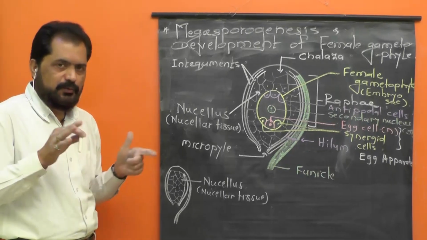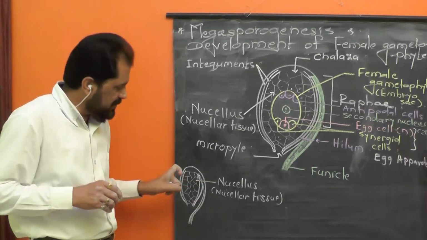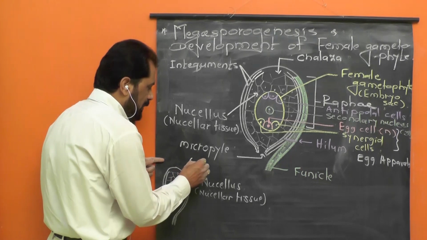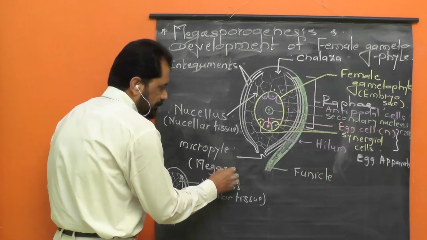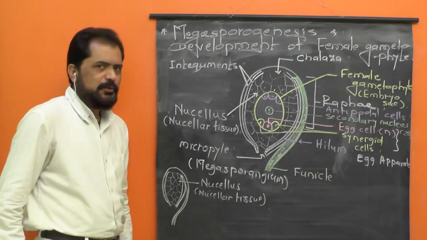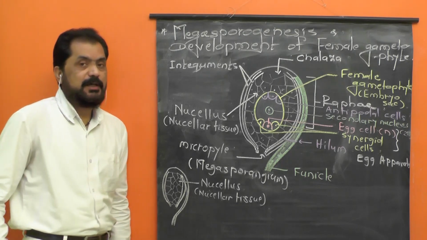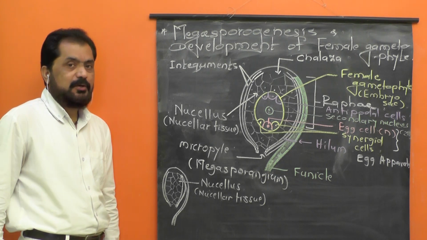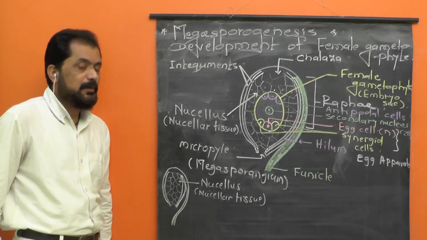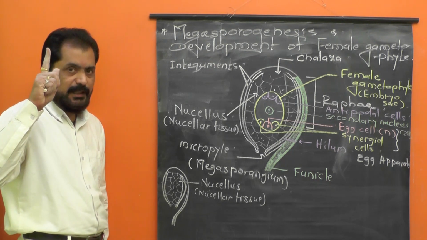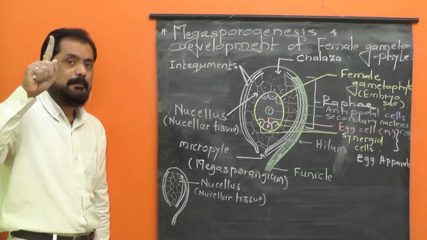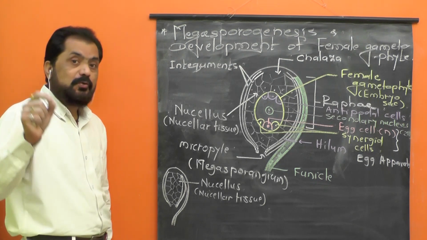Friends, I want to tell you this nucellus, this nucellar tissue, this mass of parenchymatous tissue is also known as megasporangium. Do you remember, in our last lecture, we have seen the pollen sacs are called microsporangia? Pollen sac is called microsporangium. Why? Because in that pollen sac, pollen grains or microspores are formed. Therefore, pollen sacs are called microsporangia, singular microsporangium.